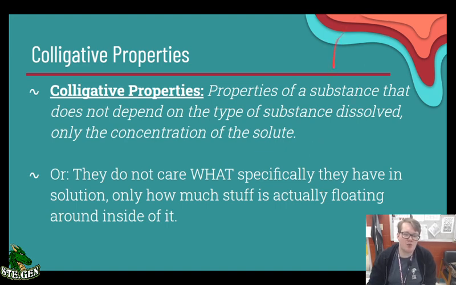The answer is that it's a property of a substance that does not depend on the type of substance dissolved, only the concentration of the solute. They don't care what they have in solution, they just care how much of it is inside.